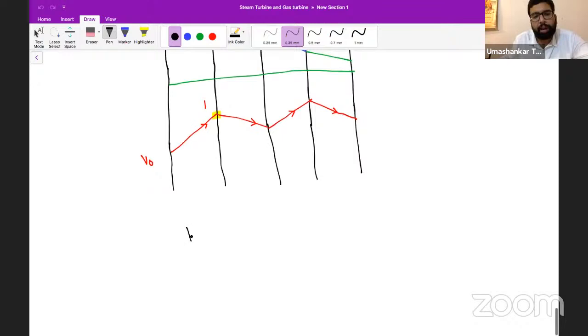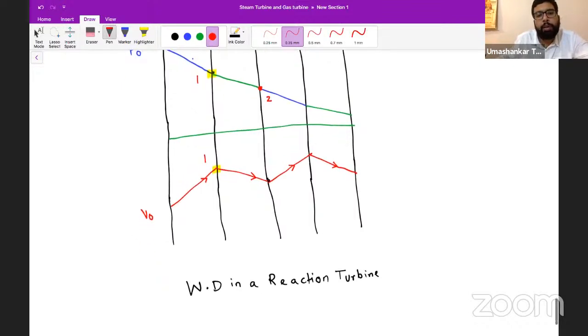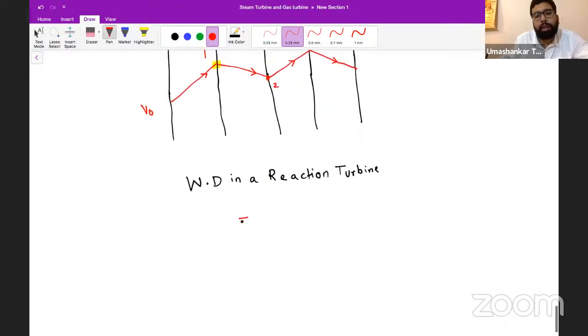So what will be the work done in a steam turbine, in a reaction turbine? Now just listen to me. At this point we have entered with V1, and let's say we have exited with V2, and this is point 2. So what will be the work done? We have entered with a high velocity, so we have V1 square by 2 as the kinetic energy at the entry.